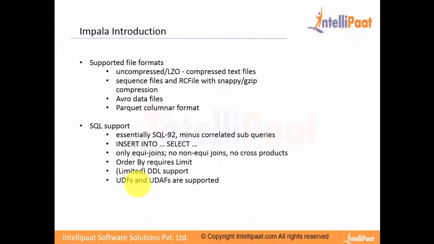As we have discussed, Impala supports a very wide variety of file formats. Here is a slide dedicated to it, and we are going to discuss the file formats supported by Impala. Impala supports uncompressed as well as LZO compressed text files. It has support for sequence files and RC files with Snappy or gzip, where sequence files and RC files are the types of file, and Snappy and gzip are the compression codecs which can be used on such kinds of files.